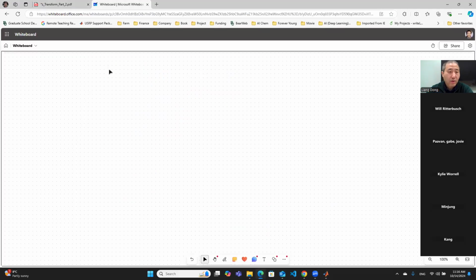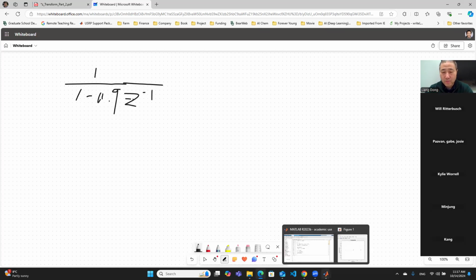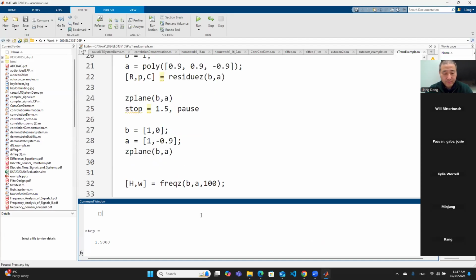So I have 1 on the numerator. The denominator is 1 minus 0.9 z to the power minus 1. That's the polynomial with 1 and 0.9. Therefore, I do have 1 pole at 0.9. That should be the result. So I'm going to plot this out. Let me do that.